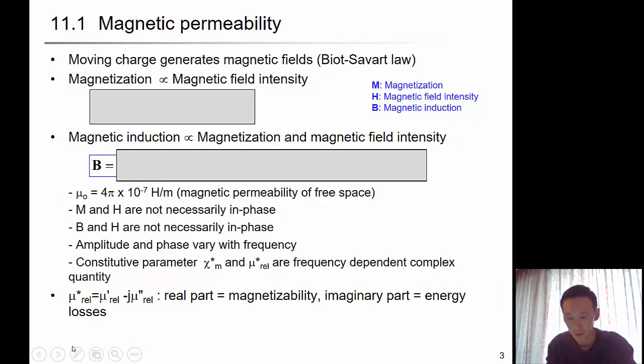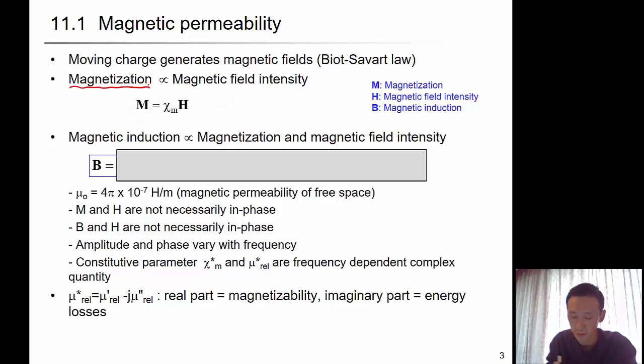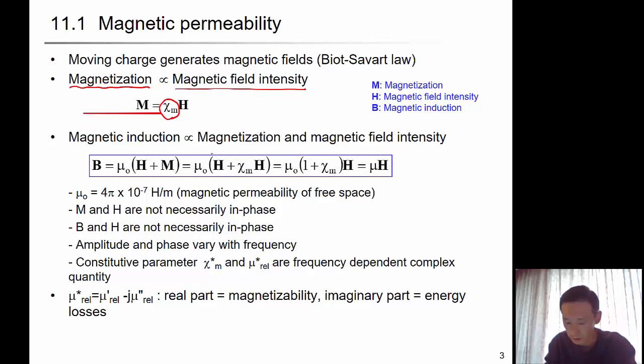So first section is about the magnetic permeability. Moving charge generates a magnetic field and magnetization of the material. So this tells how much magnetization occurs within a medium is proportional to the magnetic field intensity H. And here the psi is called the magnetic susceptibility. And magnetic induction B is the sum of the magnetization and the magnetic field intensity. So then mu naught times H plus M, and if you replace the M with psi times H, you get this equation. And the magnetic permeability of a certain material is mu naught times 1 plus psi M.